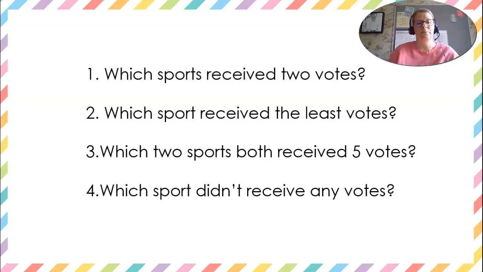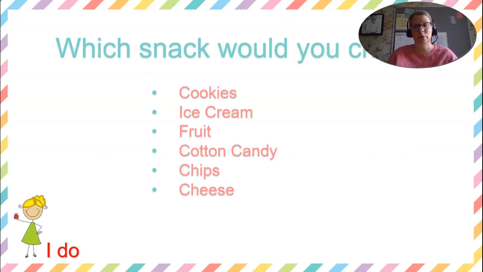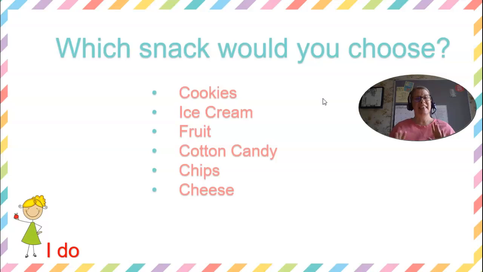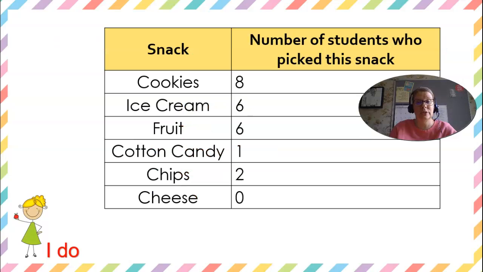Okay, so let me show you. The next question says, which snack would you choose if you could pick one? And the options were cookies, ice cream, fruit, cotton candy, chips, and cheese. Okay, so let me show you what the data was. And I want you to write this down off to the side on your pictograph so you can access it when you're trying to create it. So you can write these numbers, but just jot them over to the side here, because this is where you're going to make your pictograph.